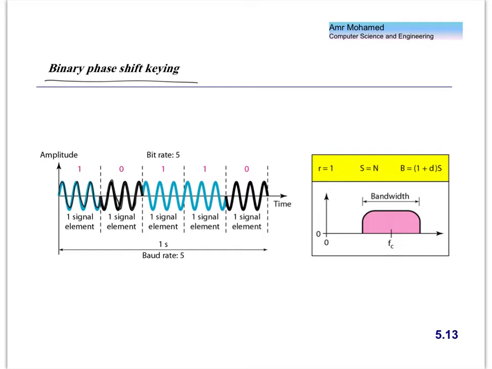Because we did not change the frequency, the bandwidth stays the same, like ASK. The bandwidth here is 1 plus d times s. By increasing the number of symbols, we do not increase the number of frequency ranges like FSK. Here it's one frequency range, 1 plus d times s.